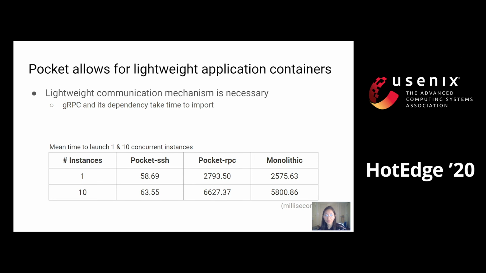Finally, Pocket allows us to realize lightweight containers with small image sizes as intended. A key to achieving this is to maintain a lightweight communication runtime. We have multiple implementations with different communication mechanisms. The table shows that Pocket SSH achieves agile startup compared to the monolithic case, but the one with heavier communication methods does not. What we can learn from this table is that lightweight communication is needed.